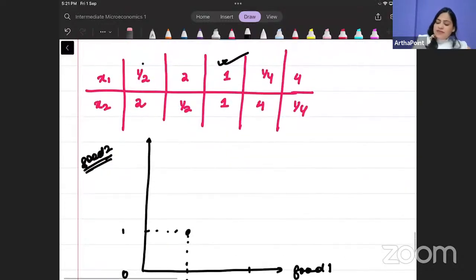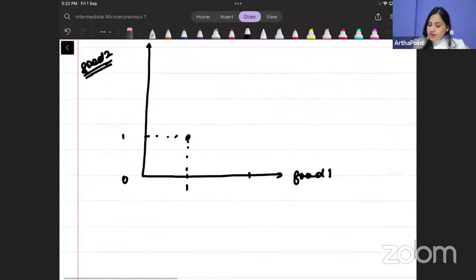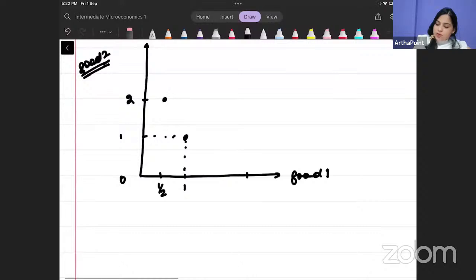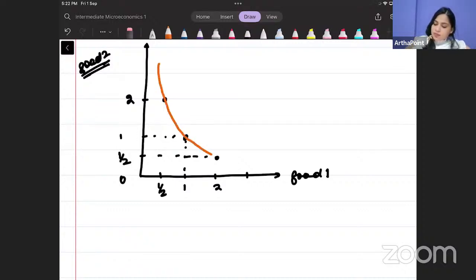Then the other point I have is half into 2. So beta, if I take half here, then I will have 2 here. That means this point. Similarly, I can take the point as 2 into half. So beta, this point. If you join all such points, what you will get is called an indifference curve. This is what the question is saying.